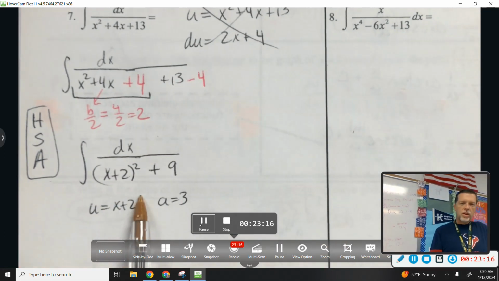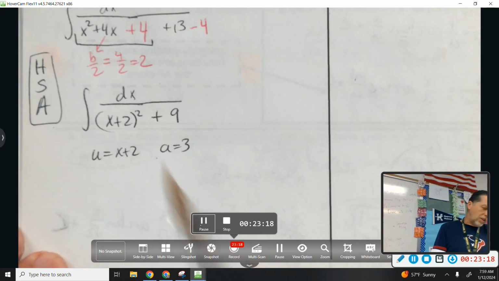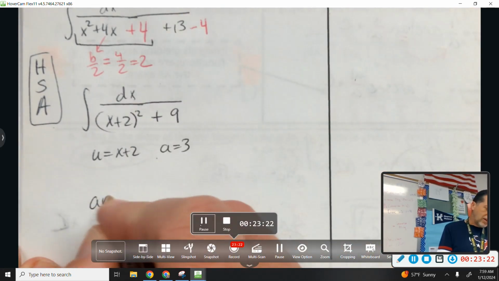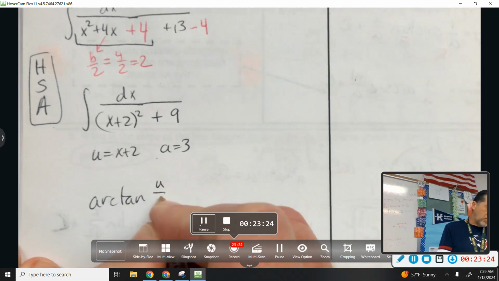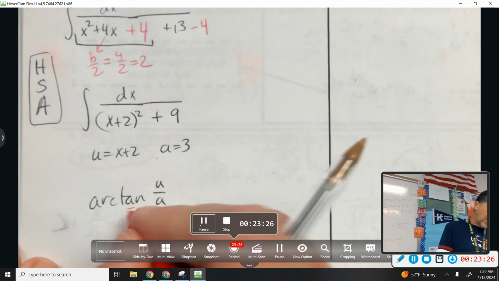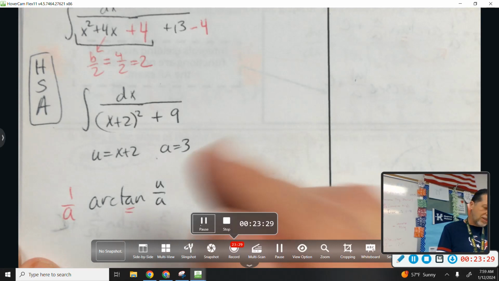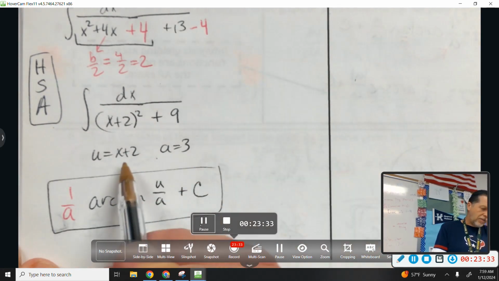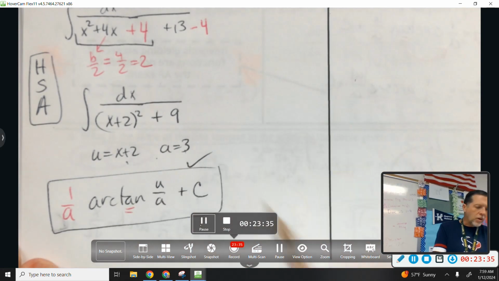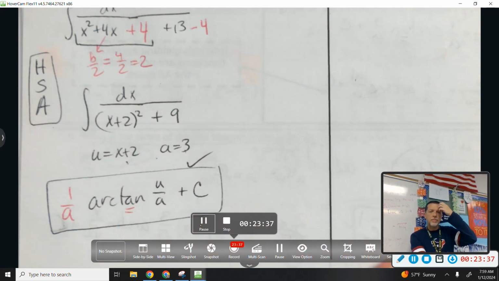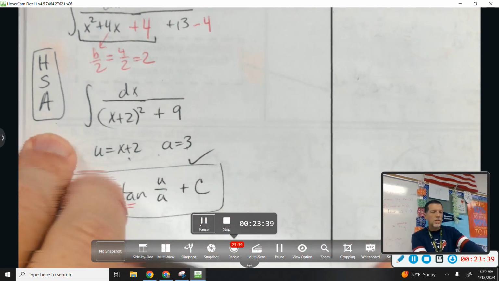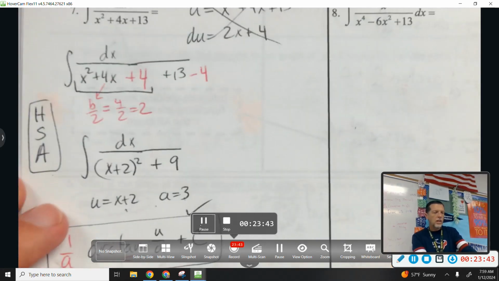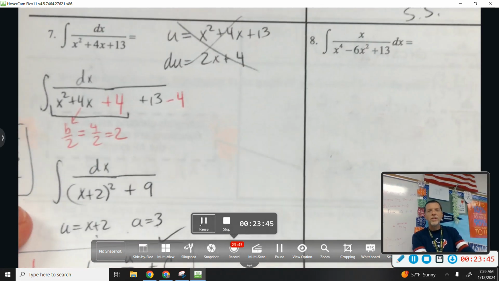Alright, so yeah, this is an arctan problem exactly like number 6 after we did complete the square. So arctan u over a. Whoops, tangent has the extra a, so 1 over a out front, plus c. I've said what u is and what a is, so I'm okay with that answer. Completing the square. How lovely.